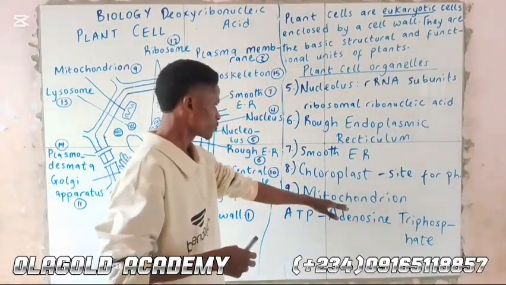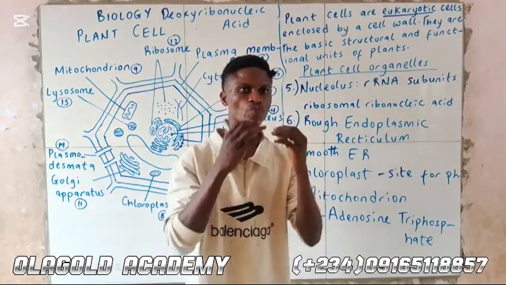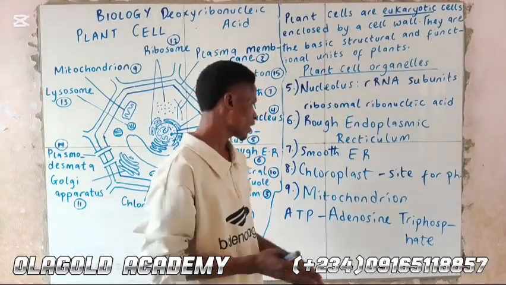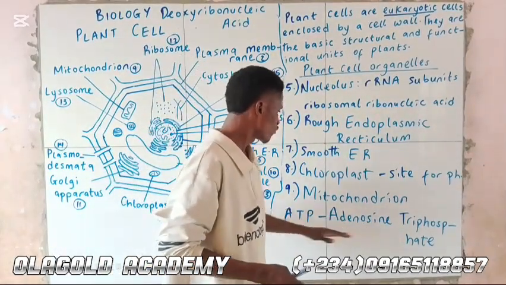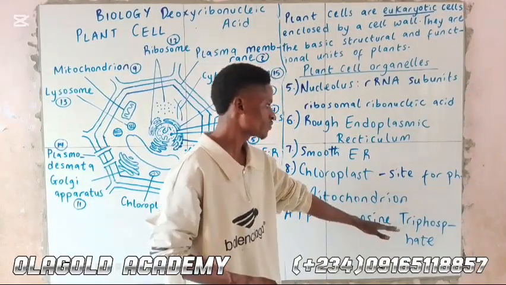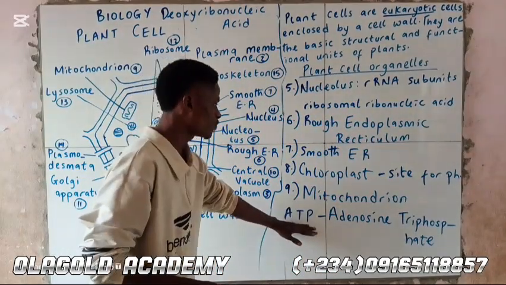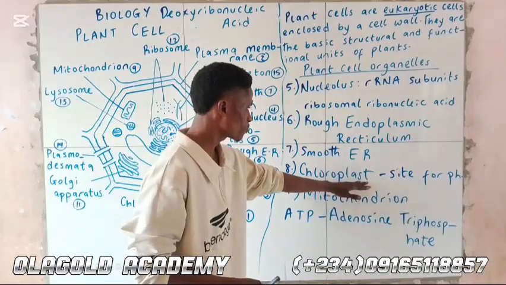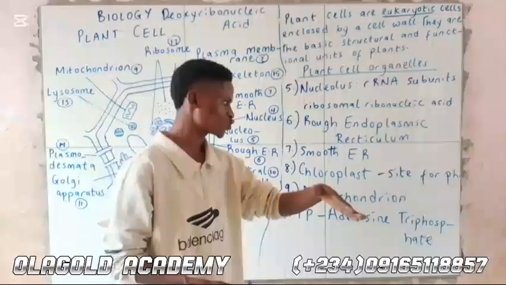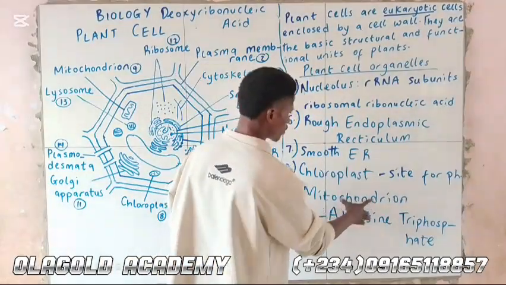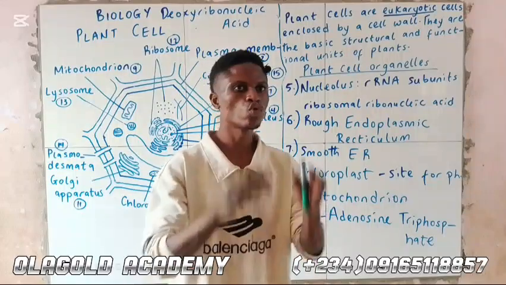So this mitochondrion helps to break down that glucose into energy, which is the ATP. And the full meaning of ATP is adenosine triphosphate. The chloroplast produces glucose. This mitochondrion helps to break down glucose into usable energy.